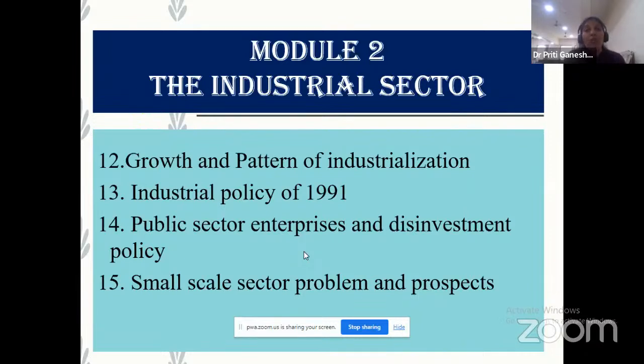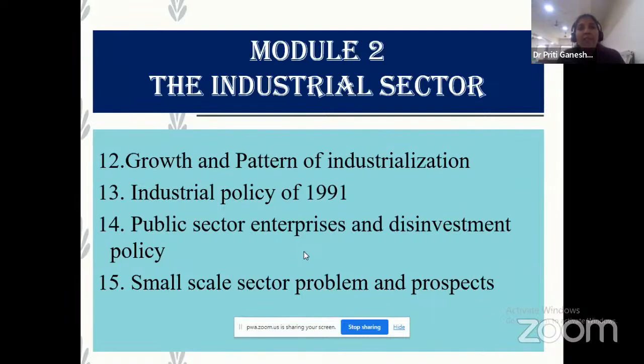Then we come to module number 3. Module number 3 is the service sector. Again, see, this module is divided into 2 sub-modules. One is related to the service sector and the other is related to the external sector. Now, again, I am telling you, this is optional. You can do chapters 16 or 17, or you can do chapters 18, 19, 20 or 21.